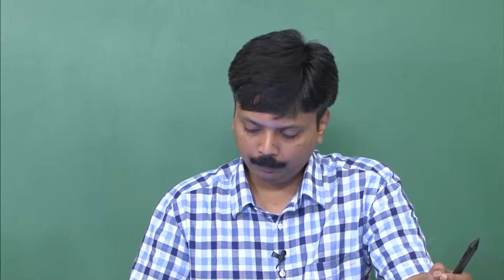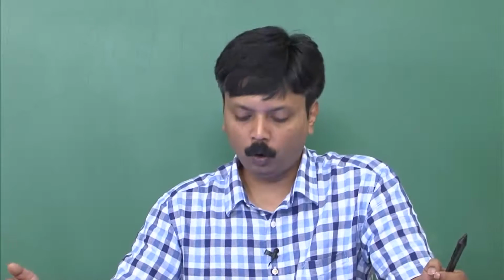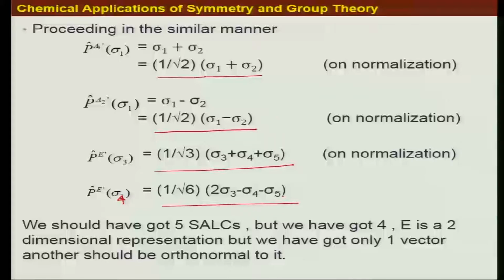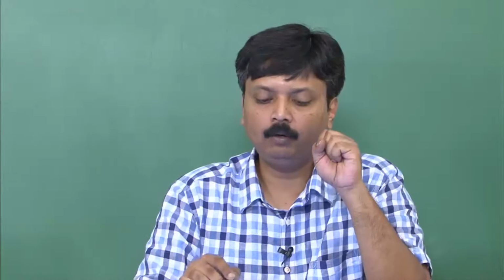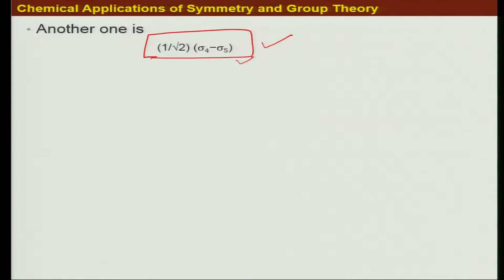So we should get another function which will be orthonormal to the ones that we are getting here or here. If we find that out, we should get another SLC like this one. This one I am leaving up to you: how to orthogonalize and then ultimately find out the 5th SLC. So I will request you to try this one out later.